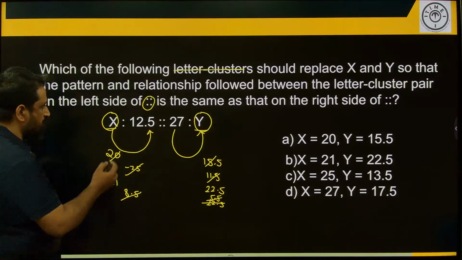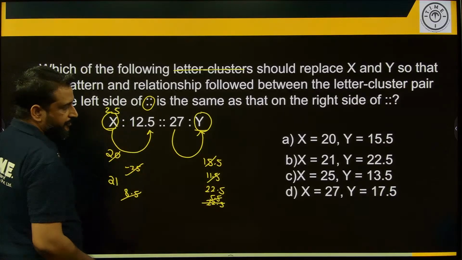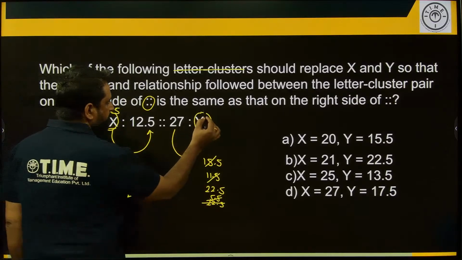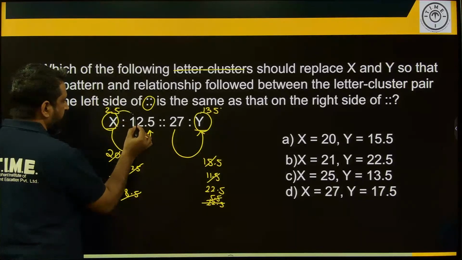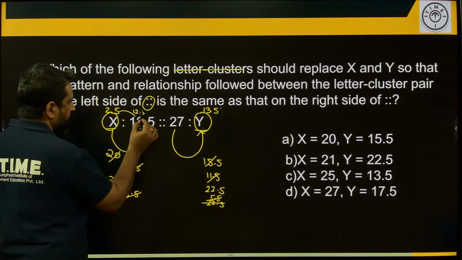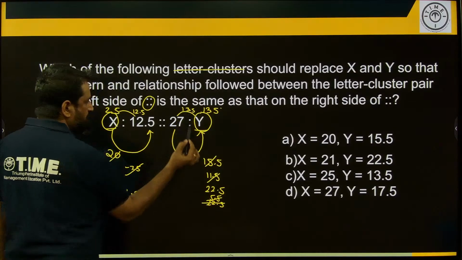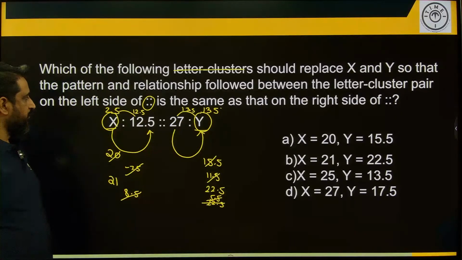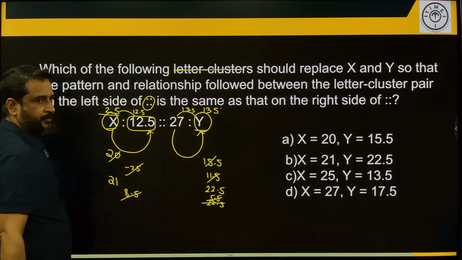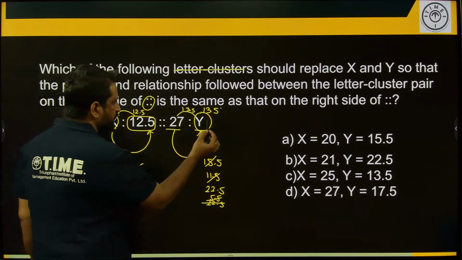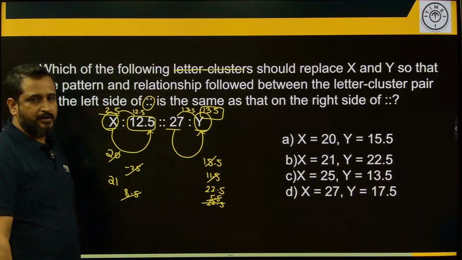Now see the third option. If x is 25, and y is 13.5. What is the difference here? 12.5. And what is the difference here? 13.5. Now, can you see any proper logic here? Yes. Exactly half of 25 is 12.5, and exactly half of 27 is 13.5. So it is properly matching with the logic.